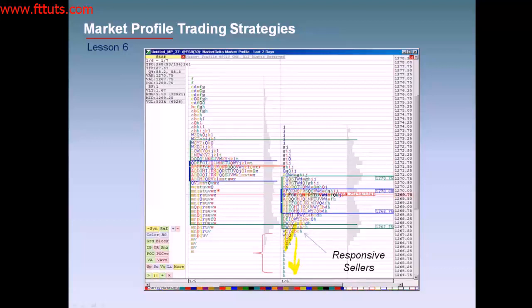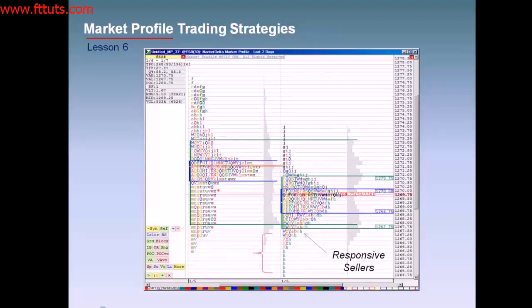So we have responsive selling and then a little bit of initiative buying. Responsive selling in that when prices start to drop outside of the value area, they are now going into an area where it becomes attractive for the buyer to buy. And all of a sudden, when the buyer is buying, the seller is responding. And so we get some responsive selling. And the move up really is not sustained for very long.